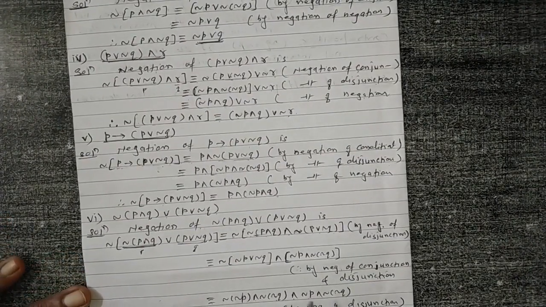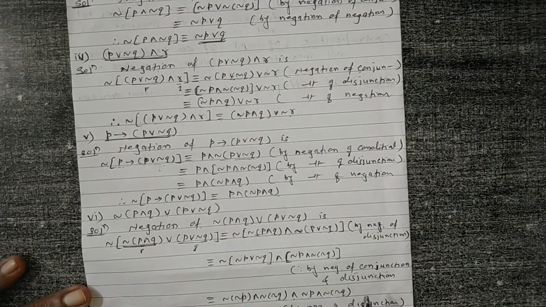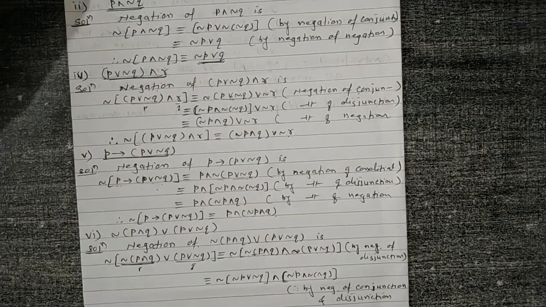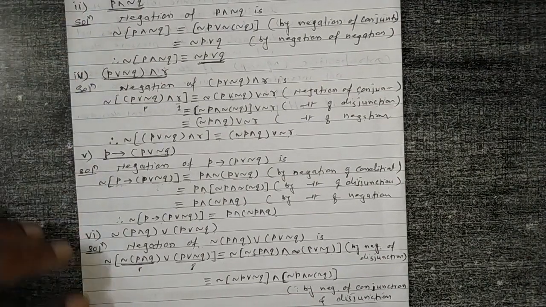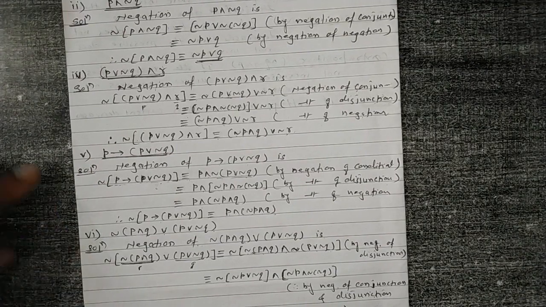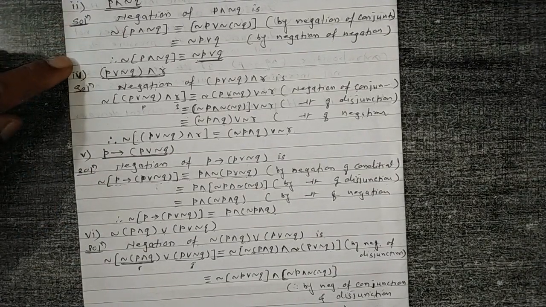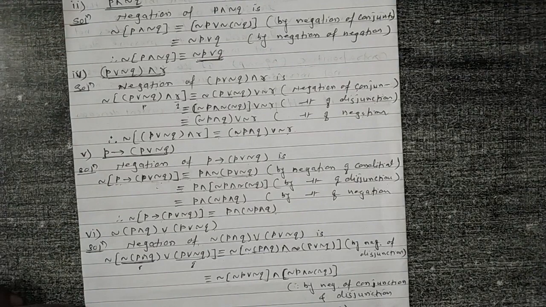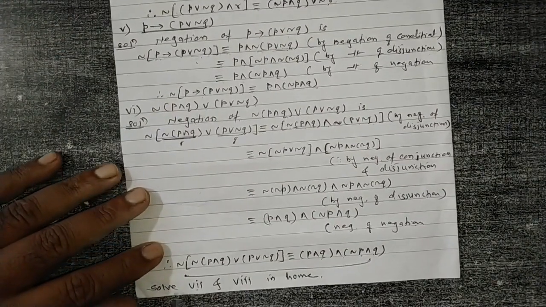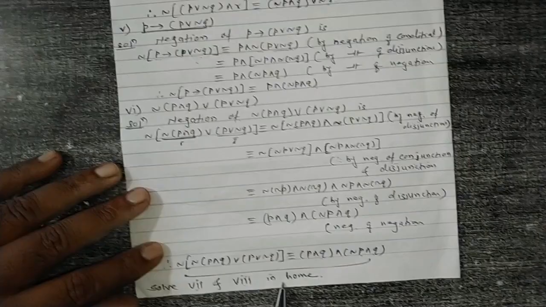Now in exercise 1.4, there are totally 8 examples. Out of these 8 examples I can solve first, second, third, fourth, fifth, 5 examples. The remaining 3 examples, that is example number 3, example number 7 and example number 8, we can solve at home.